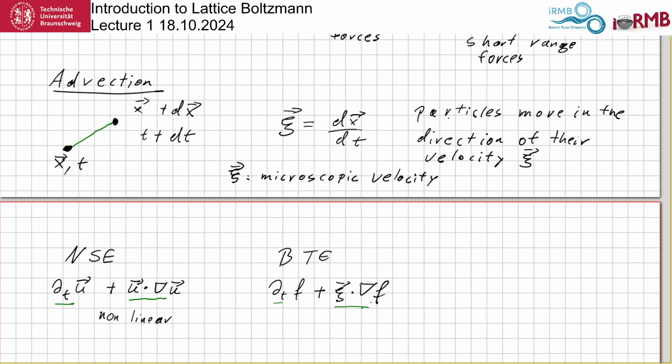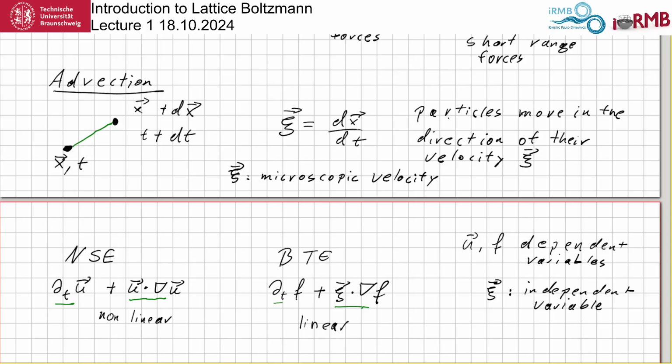And now the fun thing is, because this is just multiplied by its coordinate, this thing here is linear. The dependent variable here, the one you're looking for, is f. So u and f, the one for Navier-Stokes and the other for the Boltzmann transport equation, are the dependent variables. And xi is just a coordinate. It's the same as with x. Xi is an independent variable. So this thing that does all the trouble in the Navier-Stokes equation is actually just a linear operator in the Boltzmann transport equation.